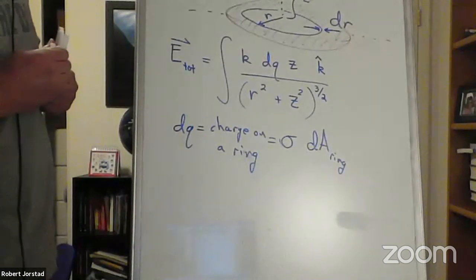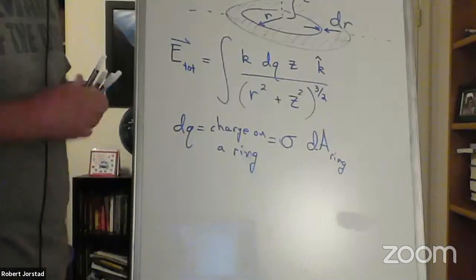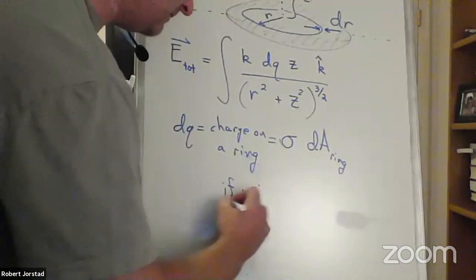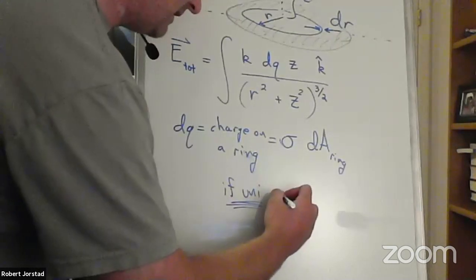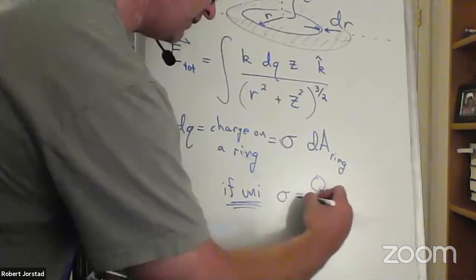All right. So now what is sigma? Sigma is, if uniform, sigma equals Q total over area total.